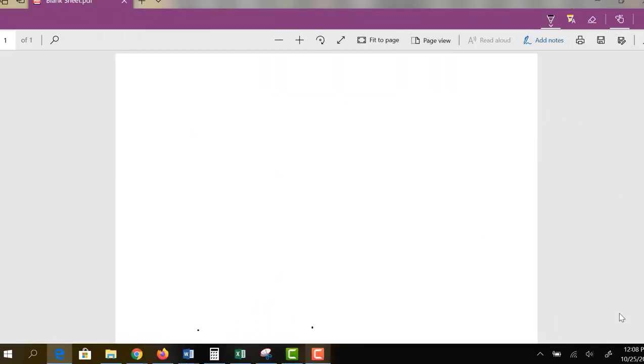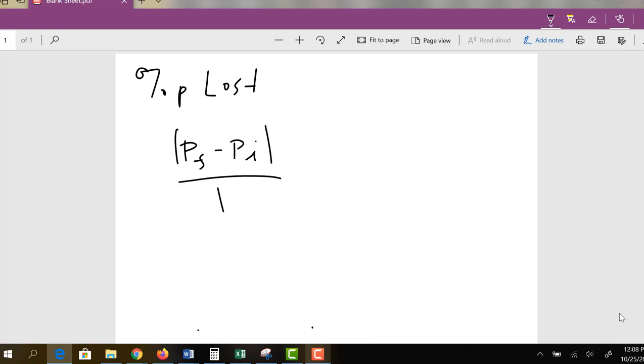Okay, so we're going to look at the percent of momentum loss. So percent momentum lost. The way to do this is we're just figuring out what fraction we have left, really. So we're going to do the final momentum minus the initial momentum, absolute value of that, divided by the initial momentum. Okay, so this will give you the fraction that's actually lost, and then multiply it by 100. That'll put it into a percentage.